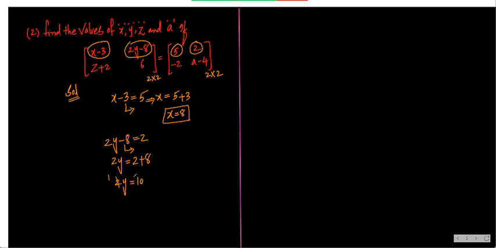In here 2 ones are 2, 5s are... Then y is equal to, what do you say? Y is equal to 5. This second value we got it.